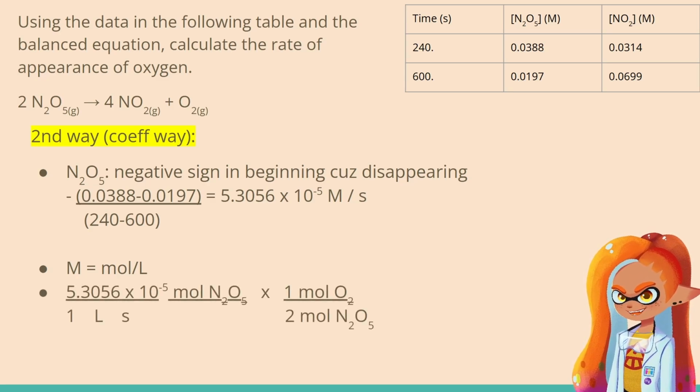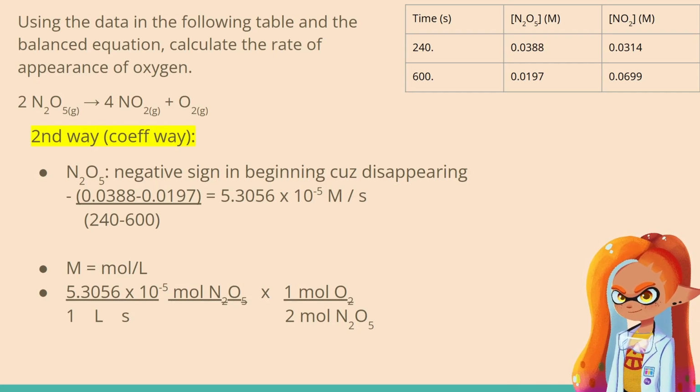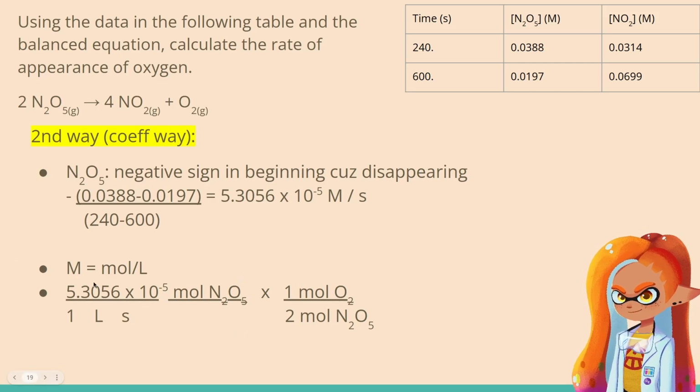I can cancel out my moles of N2O5 specifically because I want to get moles of oxygen. So those guys cancel out. And then you are left with the moles of O2. And when you have moles of O2 per liter, that ends up being molarity. And then you're done. You just plug in that divided by 2. And then it's the same thing. So you decide what you want to do, again, in terms of how to calculate these.